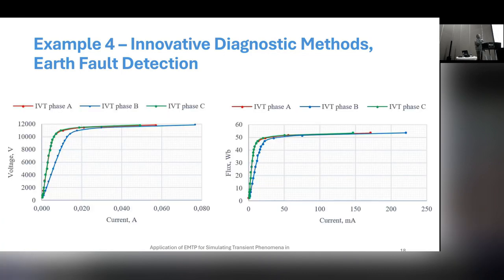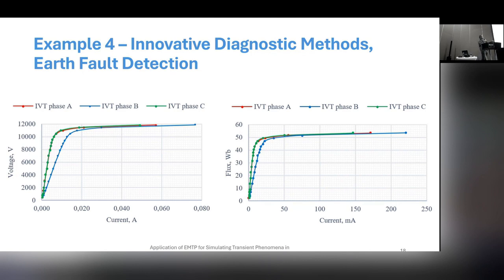The problem is, of course, the nonlinearity of the core of the inductive voltage transformer. We got three identical IVTs, but when we measured the saturation characteristic, we could see that one is different from the other two, which can commonly occur during production, because in a normal situation no attention is paid to this. What is expected from a medium voltage IVT is to have an accuracy class and some other parameters. So this is a real case that can happen.